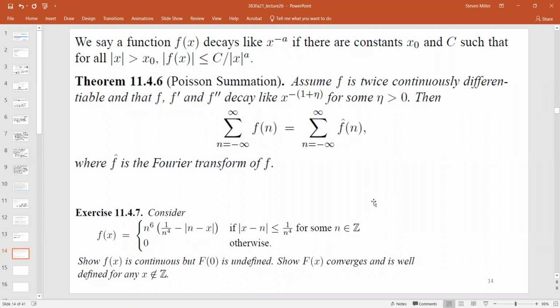I will have decay. And so the Poisson summation formula says, assume that f is twice continuously differentiable and that f prime and f double prime decay at least this rapidly, then the sum of f at the integers is the same as the sum of f hat over the integers. And this was the key ingredient we needed in proving the formula for the theta or the omega function, to prove the functional equation of the Riemann zeta function.